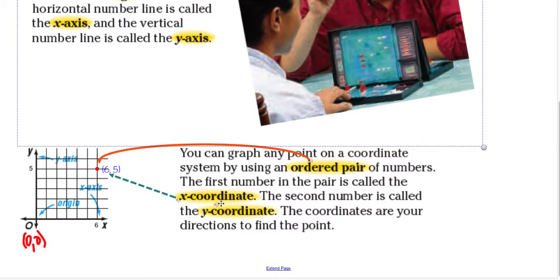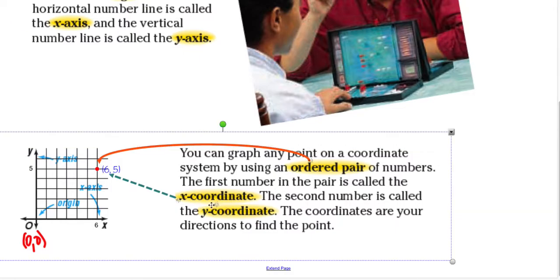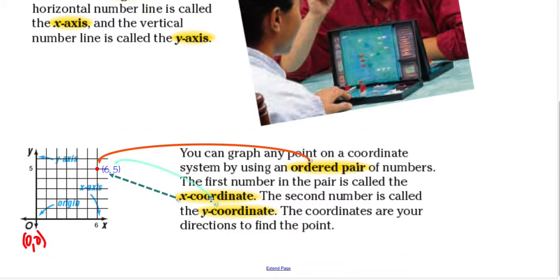Why is it called the y-coordinate? Let me find that one. Y-coordinate, there you go, is your 5. So your x-coordinate is 6, your y-coordinate is 5. The coordinates are the directions to find that point. It's called an ordered pair because x always goes before y, not the other way around. So you read the x first and then the y. That's why it's called an ordered pair.